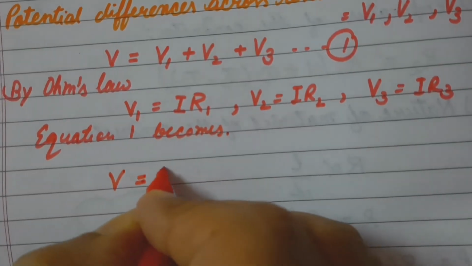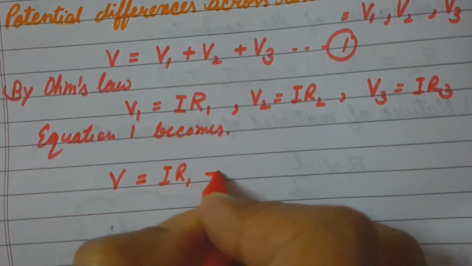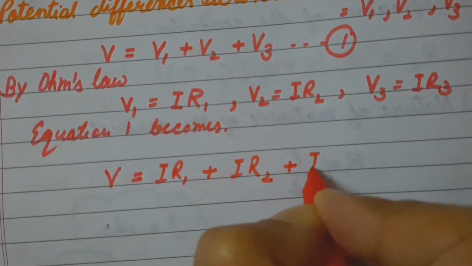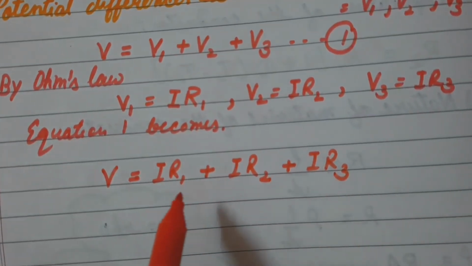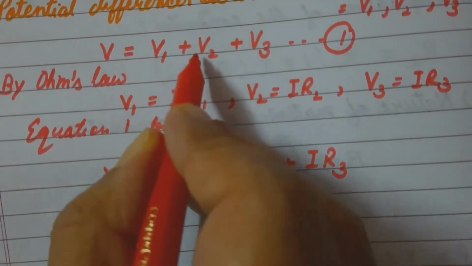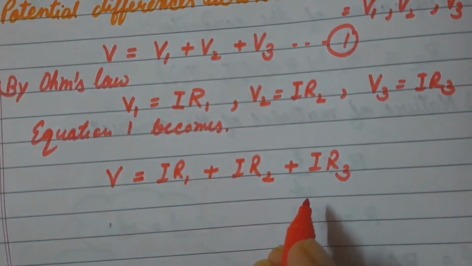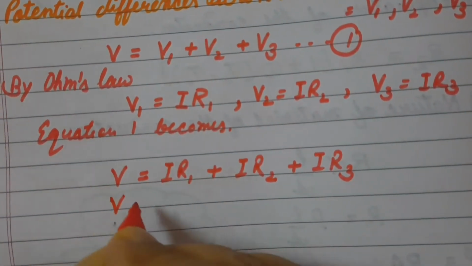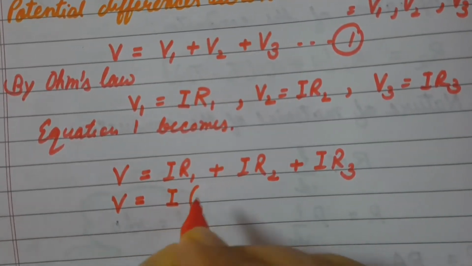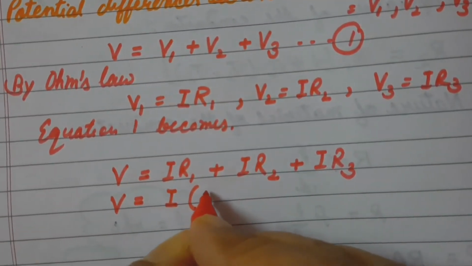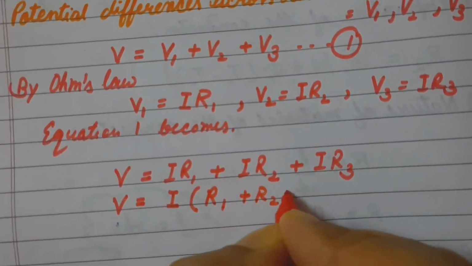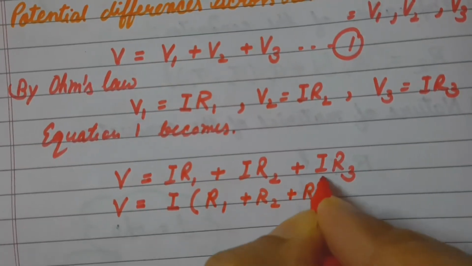Now equation 1 becomes V equal to IR1 plus IR2 plus IR3. From this equation we have used the values of V1, V2 and V3 here. I is common, so it will become I times R1 plus R2 plus R3.